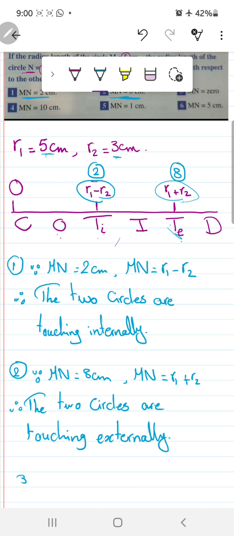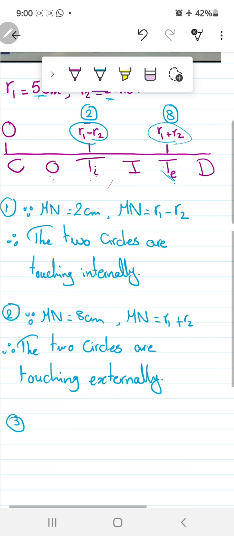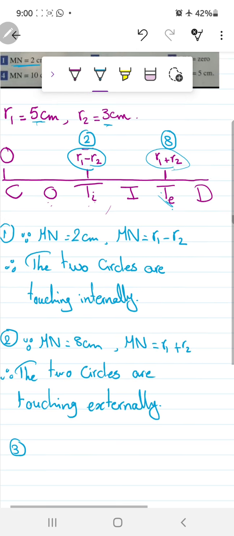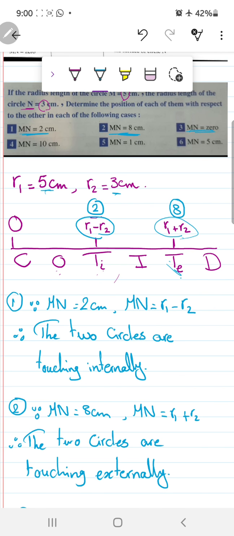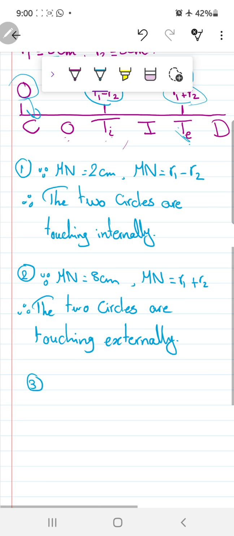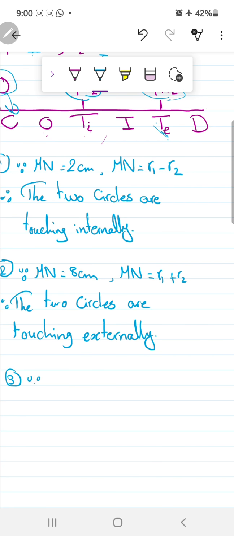Okay, what about number 3? Here, number 3, MN equals 0. Here 0 means concentric. So, since MN equals 0, it means the two circles are concentric.